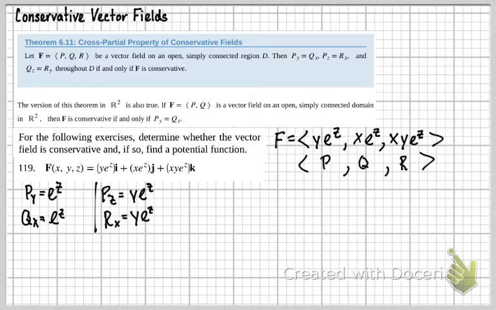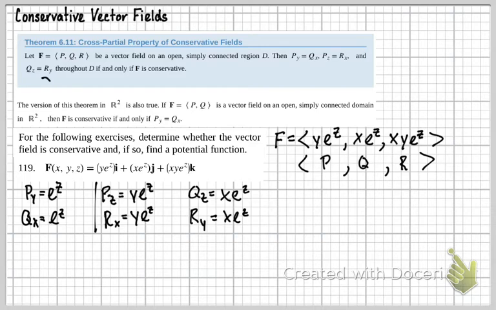Now we have the last equality that has to hold true. We need Qz. Qz would be the middle one, x e to the z with respect to z, and that would be x e to the z. These are nice, easy partials. And then Ry. For Ry, that's this one with respect to y, so x y e to the z with respect to y. That's going to be x e to the z. So those are also the same. All three of those partials that we had to compare were equal.